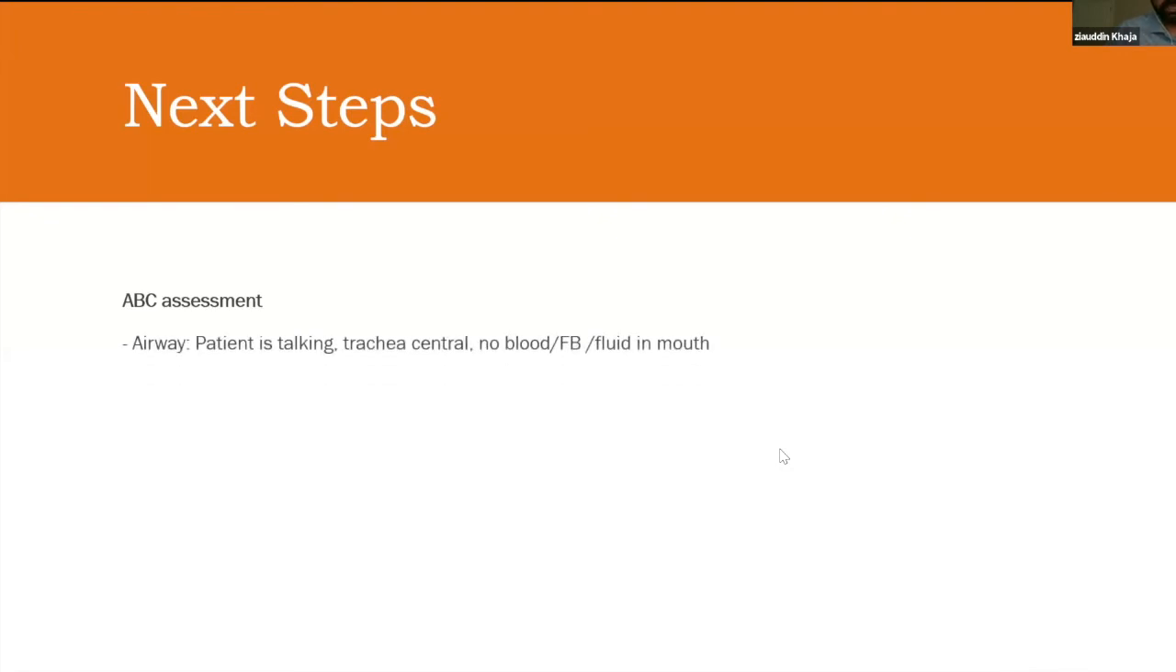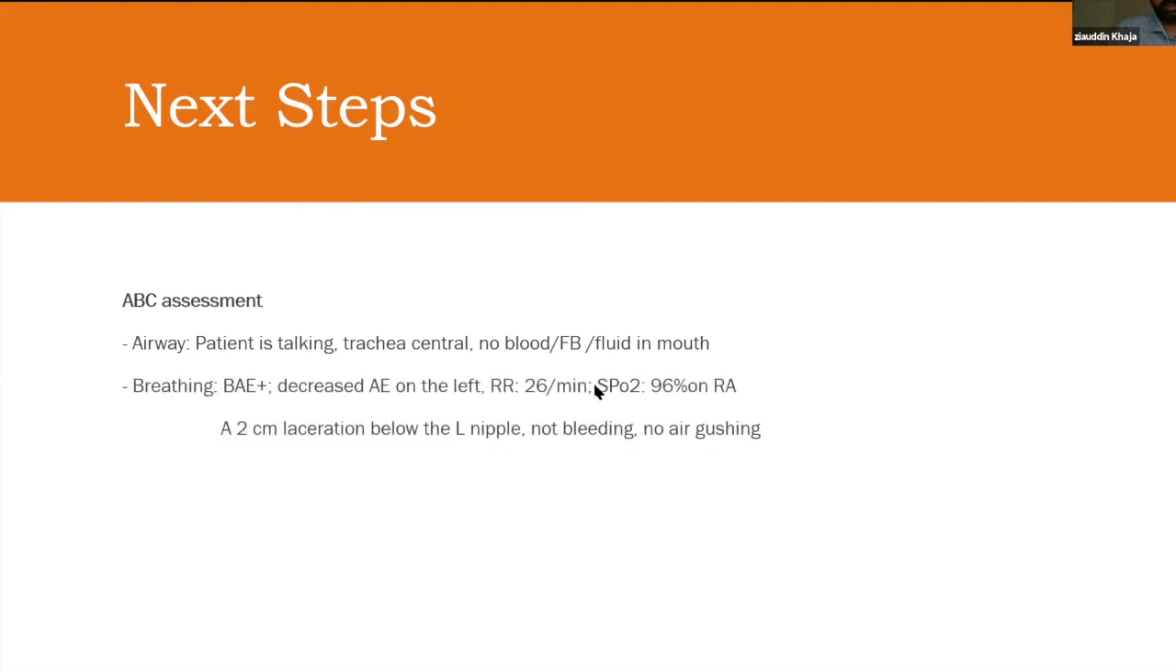We've done an airway assessment for this guy. The patient was talking and his trachea was central, and there was no blood in the mouth. For breathing, he has bilateral air entry, but there was decreased air entry on the left side. A respiratory rate of 26, maintaining saturations on room air. There is a 2-centimeter laceration on the left side. It was not bleeding at that point, and there was no air gushing out or anything visible, like lung tissue or separated ribs.